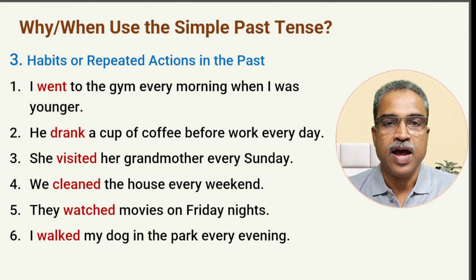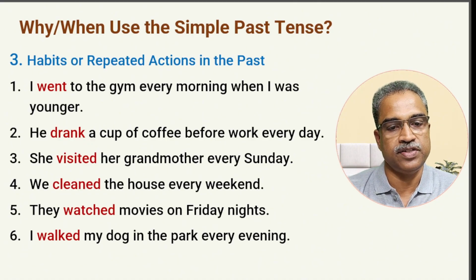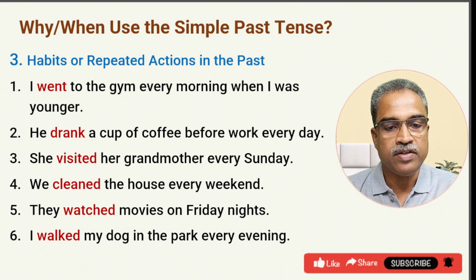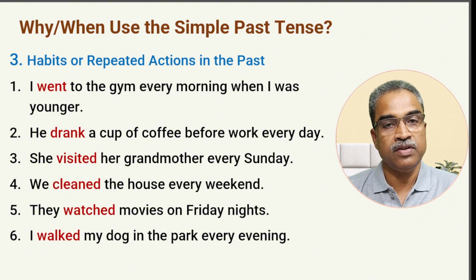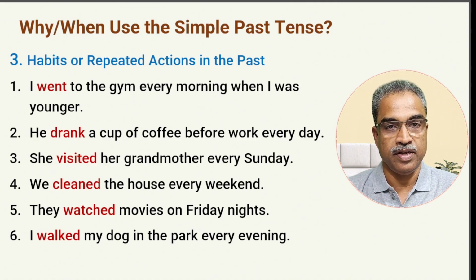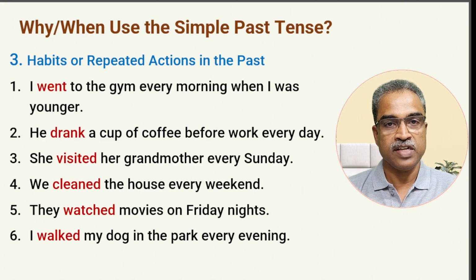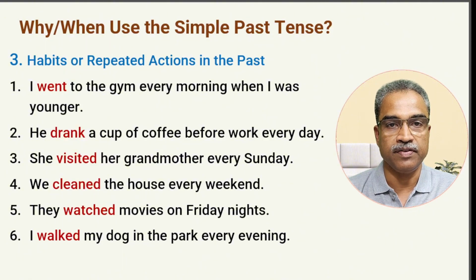Next, when we speak about habits or repeated actions in the past, we use simple past tense. For example, I went to the gym every morning when I was younger. So that used to happen in the past. That was a habit with me when I was younger, not now. What is happening right now in the present, we need to use simple present. This was my habit in the past. So we say, I went to the gym every morning when I was younger.